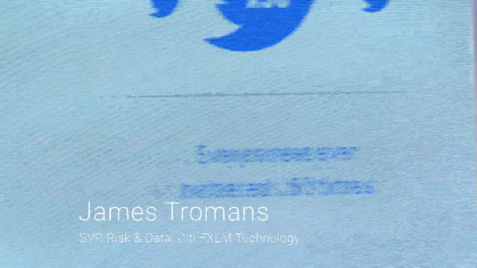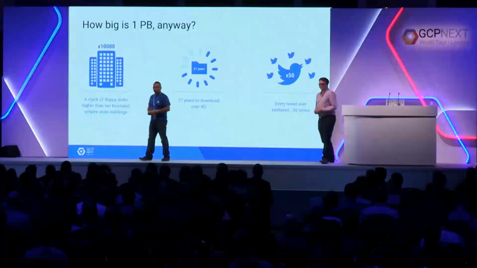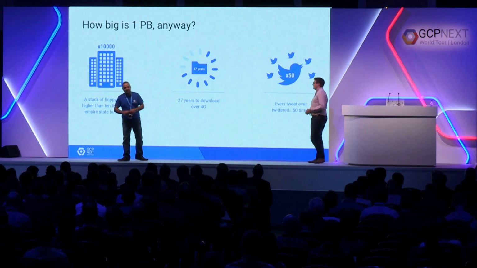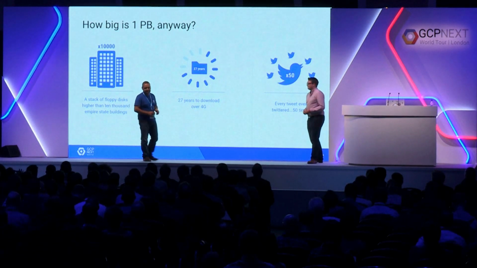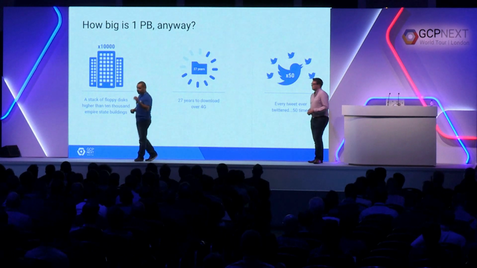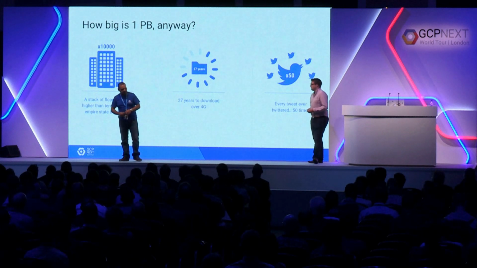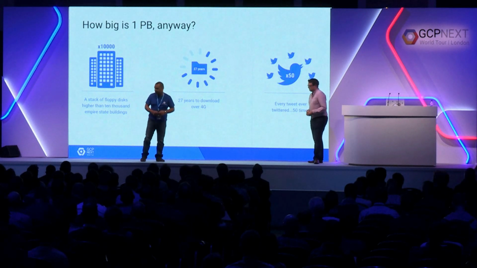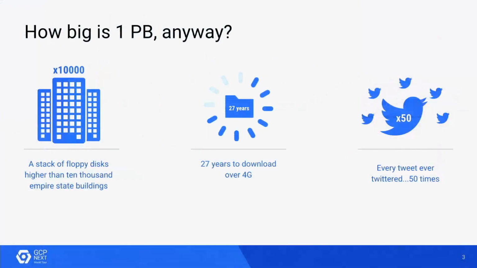So let's think about what a petabyte is anyway. I'm going to age myself a little bit and talk about floppy disks. If you try to put a petabyte onto floppy disks and then took all those floppy disks and put them one on top of each other, they would go as high as 10,000 Empire State Buildings. If you try to download it over 4G, it would take 27 years to do. And if you took every tweet that's ever been made, multiplied it by 50, that would be a petabyte.